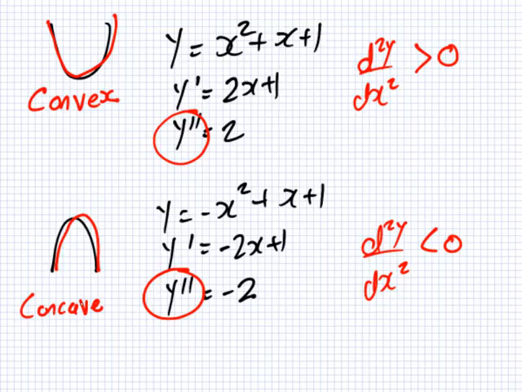So why is that useful? Well, as you said earlier, knowing this can help you decide if the point is a minimum or a maximum, because if it's convex, it means your turning point is a minimum. And if it is concave, it means your turning point is a maximum.